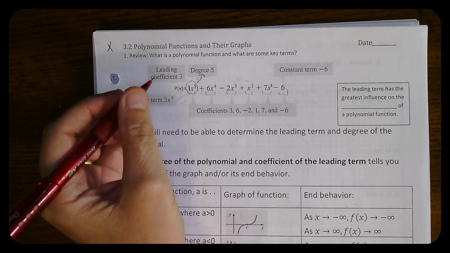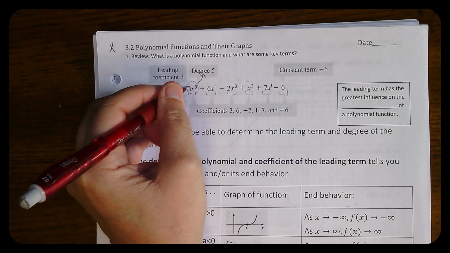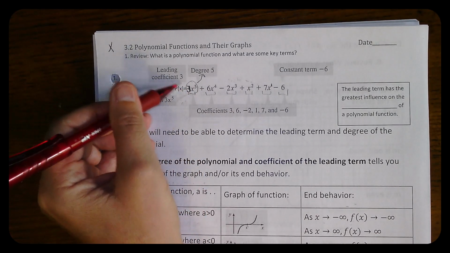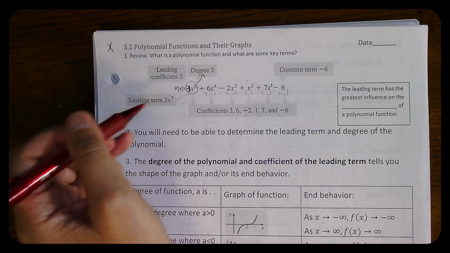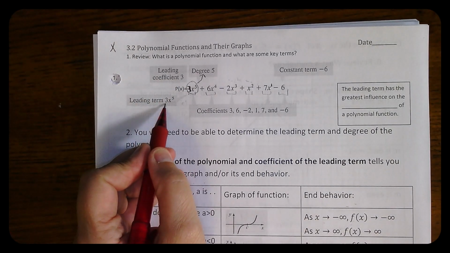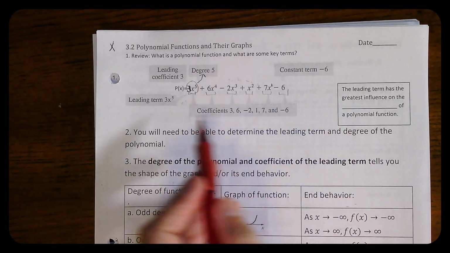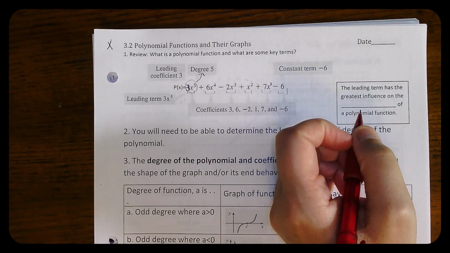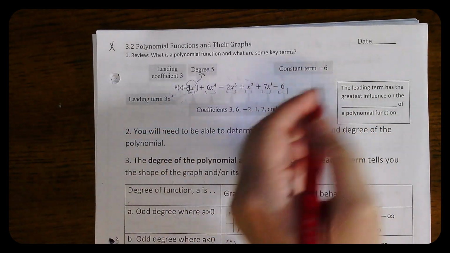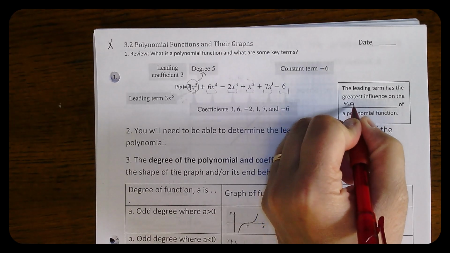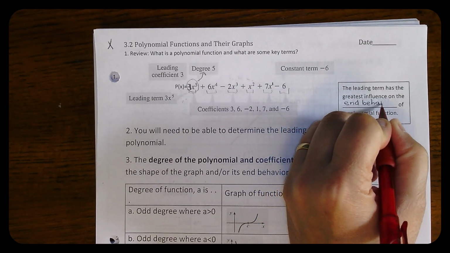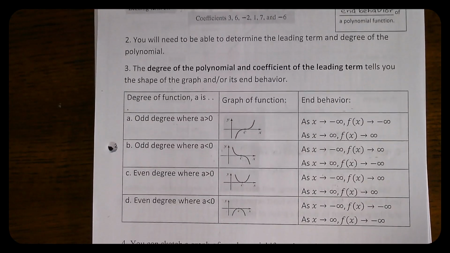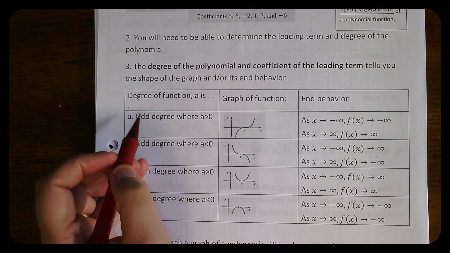So the leading coefficient looks like it should be 3. I'm going to make it a 3. And the degree is 5. So the leading term is 3x to the fifth. All right, and so the reason that this leading term is so important is because of its degree and its sign, it has the greatest influence on the end behavior of a polynomial function. So let's talk about the degree by looking here at this table.